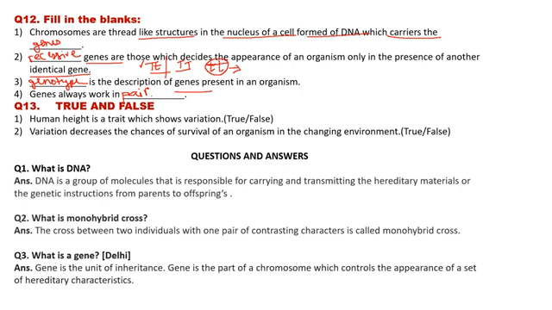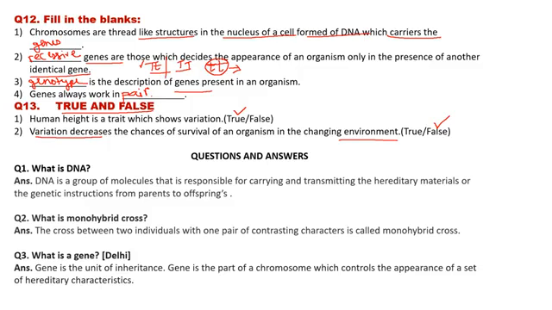Question number 3, true and false. Human height is a trait which shows a variation. Yes, human height is a trait which can show variation. True. Variation decreases the chances of survival of an organism in the changing environment. It's absolutely false. In fact, variation supports organisms to fight against adverse conditions in the environment, and it is very much supporting the organism for its survival.